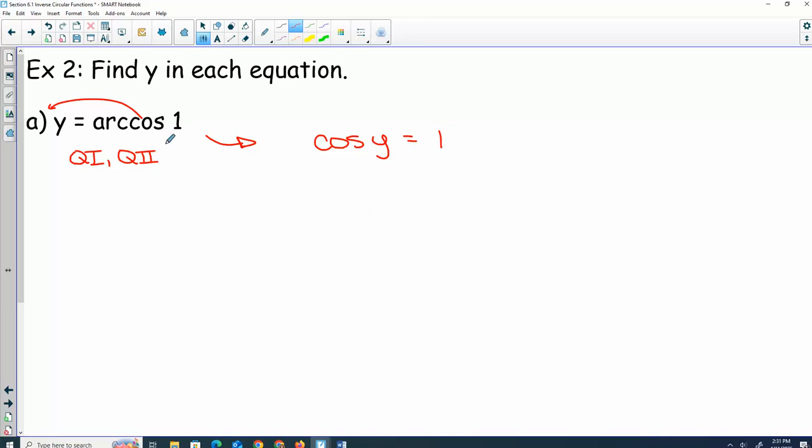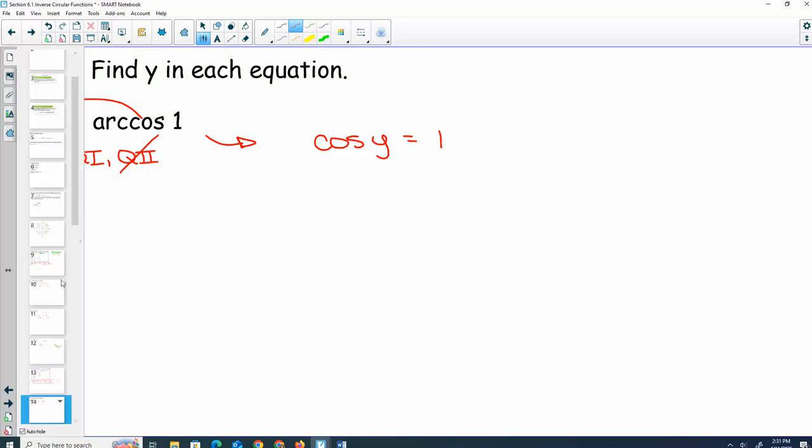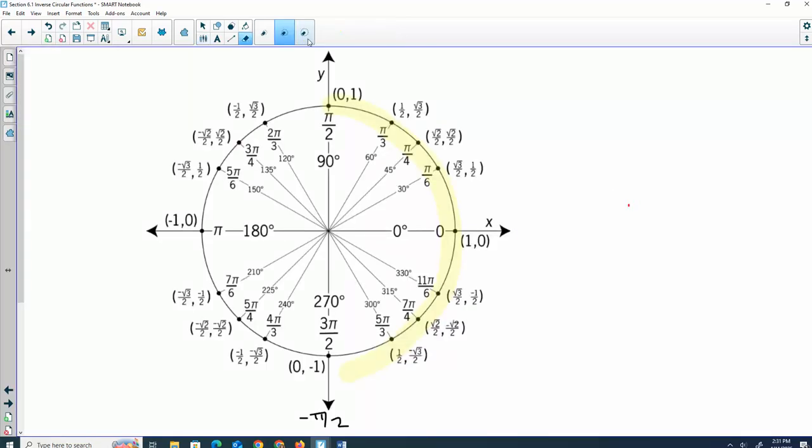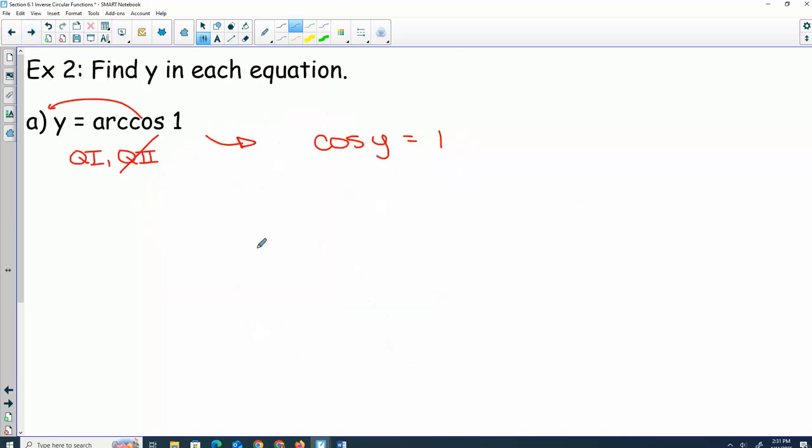In which quadrant is cosine positive? Okay, so you're looking at that unit circle that you have. Cosine is the x. When is x equal to 1 between quadrants 1 and 2? 0. So we can say 0 degrees or 0 radians. If I said 2 pi radians or 360 degrees, those are the same thing.